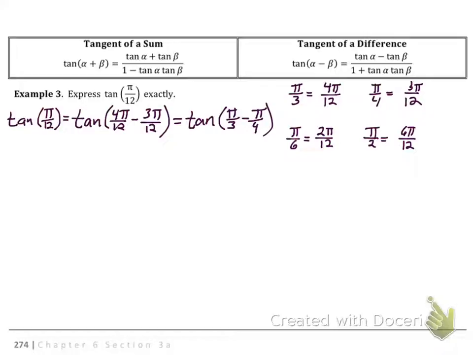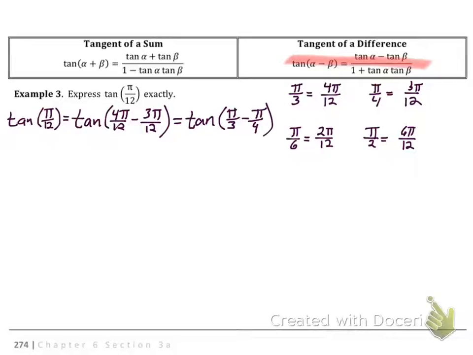Alright, so you pretty much have to rewrite these in order to see whether you're adding or you're subtracting and what you'd get. Now I know tangent of pi over 3 minus pi over 4 equals tangent of pi over 12. So then I'm just going to go up to our tangent of a difference formula. That one right there is the one I'm going to use because I have pi over 3 minus pi over 4, and we're just going to fill in that information.